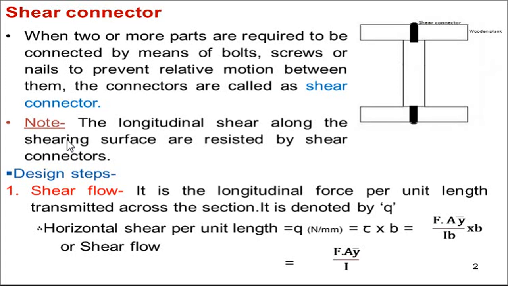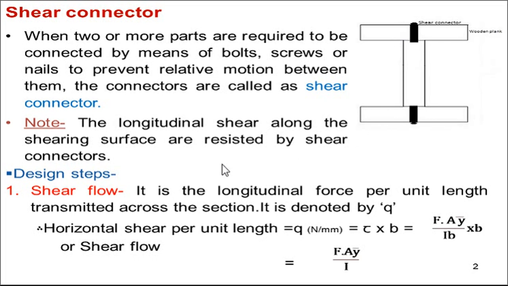Now the longitudinal shear along the shearing surface is resisted by the shear connector, because if you are not providing this connector, both the wooden planks and the web will be displaced, moving relative to each other. So to prevent any longitudinal shear or longitudinal motion, we have to provide this shear connector so that it remains at the same position, with no relative motion between these two members. That's why the connectors are very important.